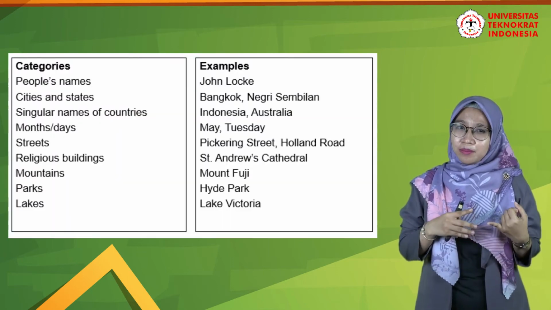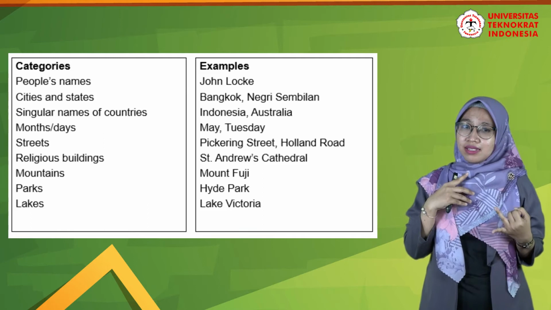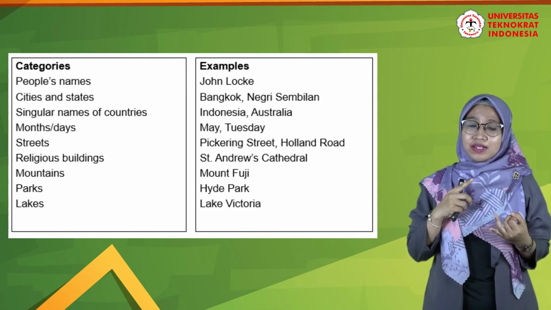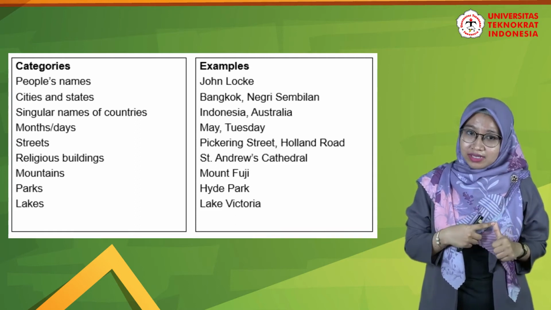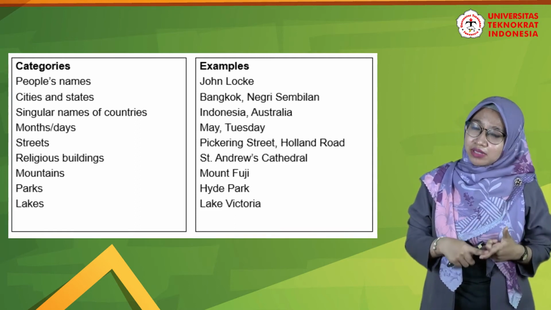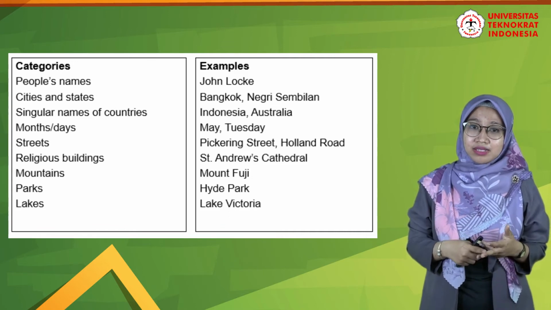Okay, so for the article the, the definite article, there are some categories of proper nouns which do not require the. So we do not put the for these following categories. We do not use the for people's names, for cities and states, for singular names of countries, months or days, streets, religious buildings, and also mountains, parks, and lakes.